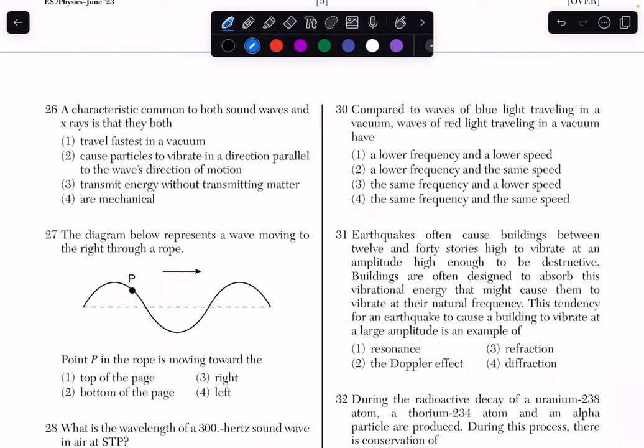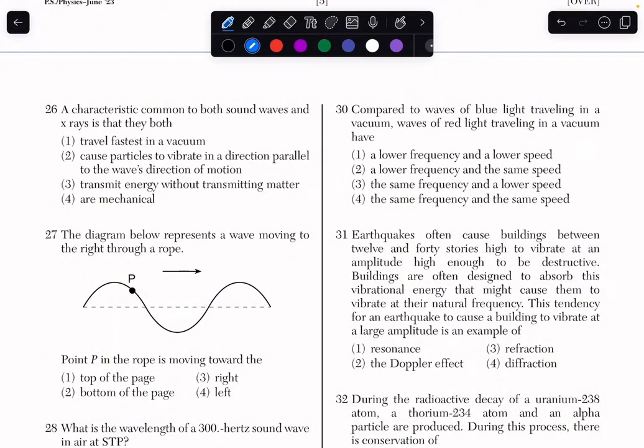26. A characteristic common to both sound waves and X-rays is that they both, let's see. Number 1, they travel fastest in a vacuum. I'm not sure about that, but we can come back and visit it if there's no better option. Number 2, cause particles to vibrate in a direction parallel to the wave's direction of motion.